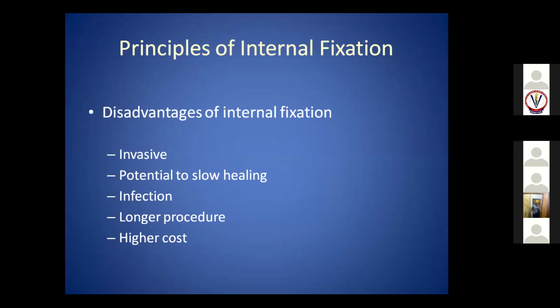Now, disadvantages. Any fixation will have advantages and disadvantages. Disadvantages are invasion. Invasion means you are invading into the tissues of an animal. You are invading at the fracture site. There is a chance of slow healing because you will be disturbing the fracture site there. You will be disturbing the soft tissues. But we are disturbing for the benefit of the animal, to have a rigid fixation.